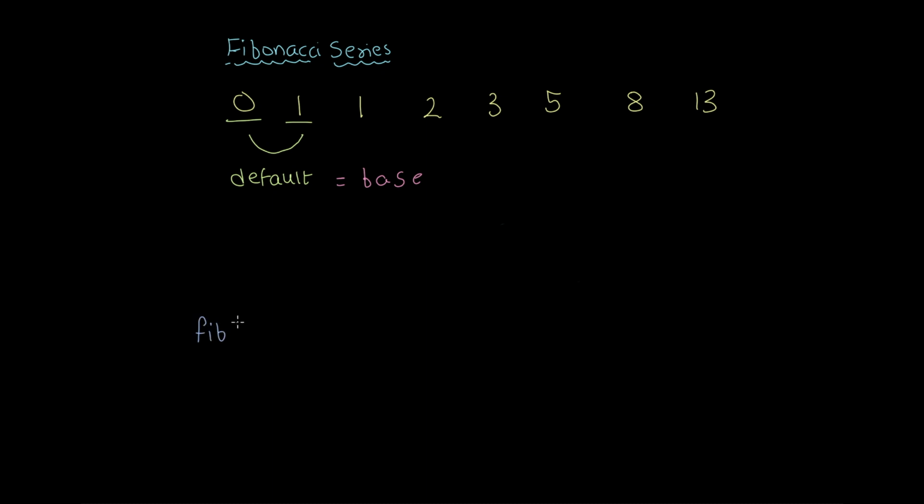The function would be fib of n, and this function has two cases, the recursive case and the base case. And the base case would be when n is less than or equal to 1, right? When n is less than or equal to 1, the function would return the value of n.